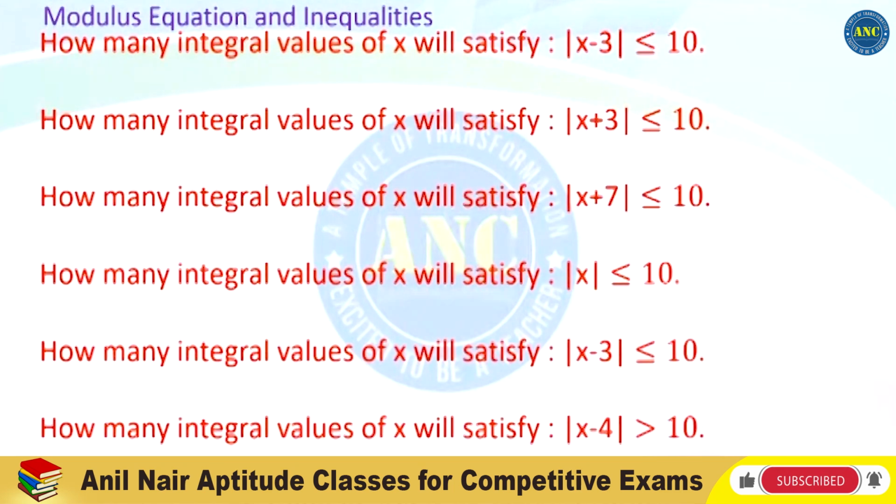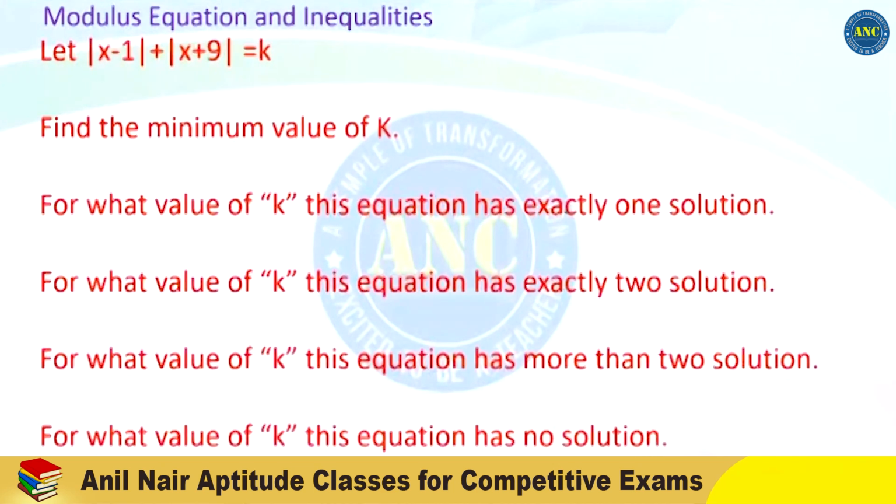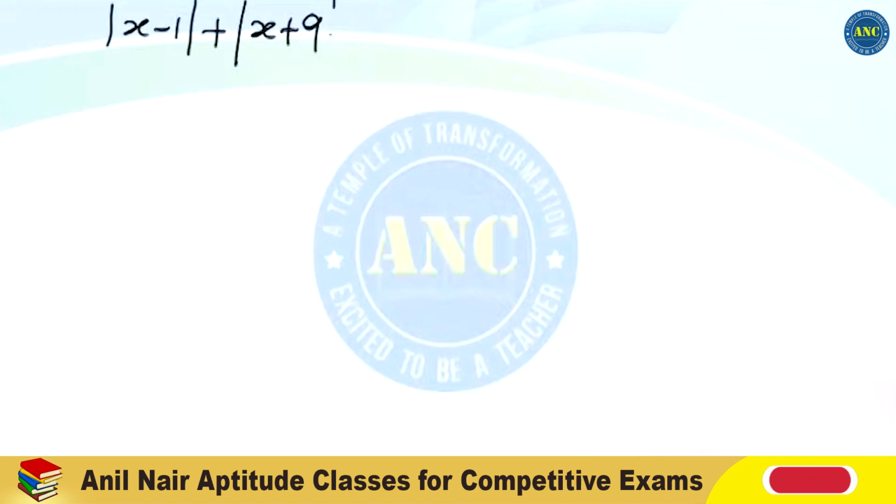Now, listen carefully. All these questions we have seen. Now let us solve this question once again: mod x minus 1 plus mod x plus 9 equals k. Once you understand two modulus functions, solving for three modulus functions with coefficients of x like 2x, 3x, all the problems will be easier.